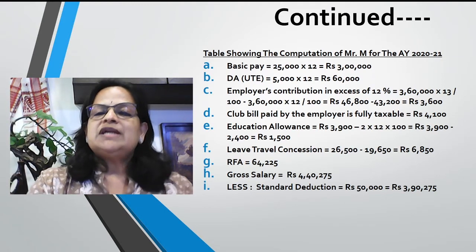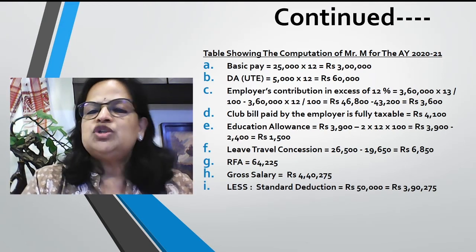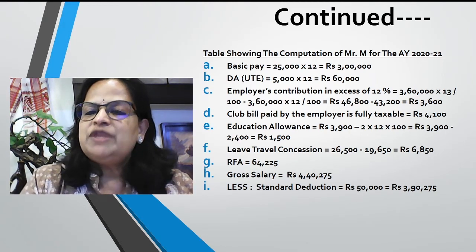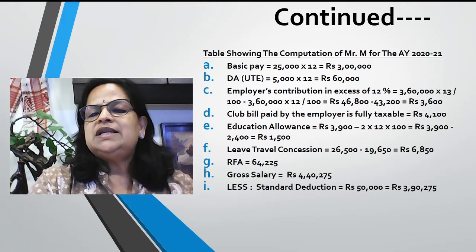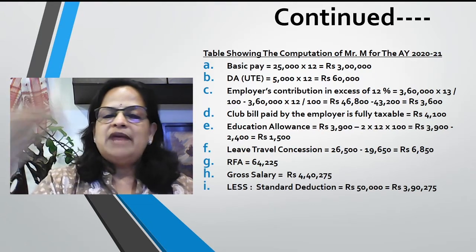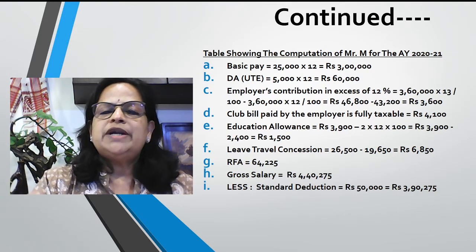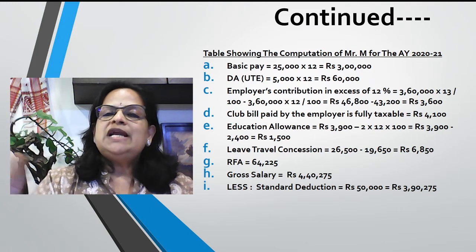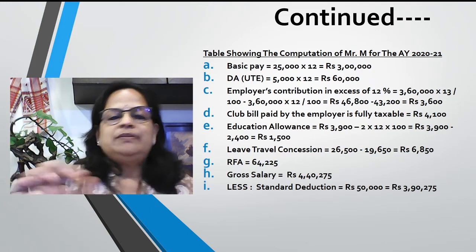Now leave travel concession, whatever the value sanctioned is given minus the amount spent. So whatever is not spent will be taxable. So 26,500 minus 19,650, it is 6,850. RFA computed value, I have already explained in the previous slide. The value is 64,225. So gross salary will be adding up all these values from A to G.